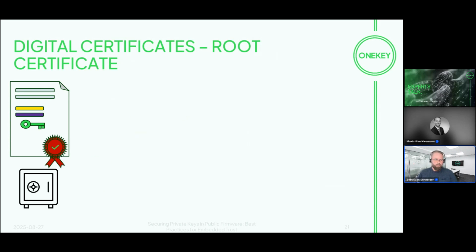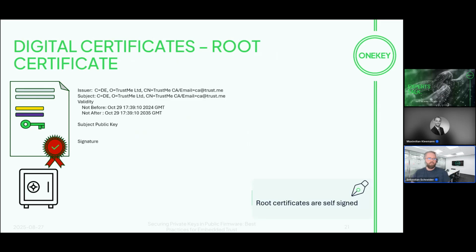So already speaking of the issuers, certificates have different data fields. The first is here the issuer. We see we have something like a country code, organization is Trust Me Limited, common name, very important for certificates. So this is who owns the certificate. In this case, it is the Trust Me CA. CA stands for Certificate Authority. And here is something special. You see that issuer and subject are identical.